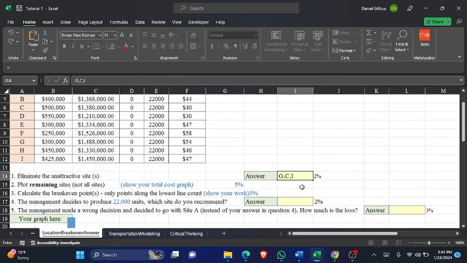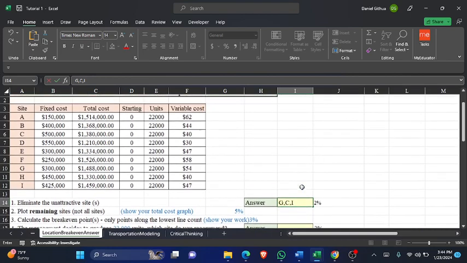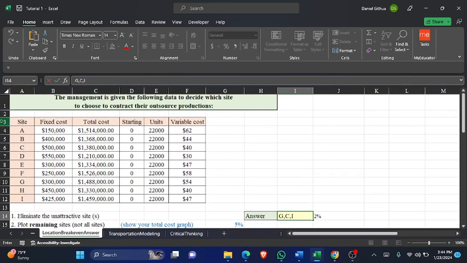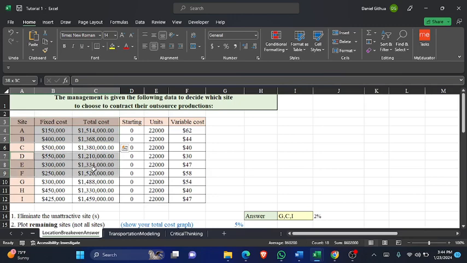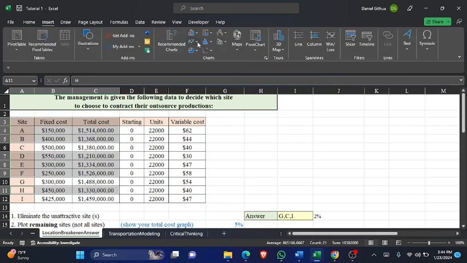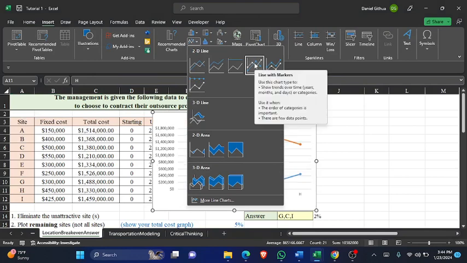Now the next says plot the remaining sites. To plot the remaining sites, we highlight site, fixed cost, and total, from A to B. Because I eliminated C, we skip C by holding Control, and then go to D and highlight D to F, skip G, and highlight H and skip I. Then we go to Insert, we insert a line chart, and we can use this one.